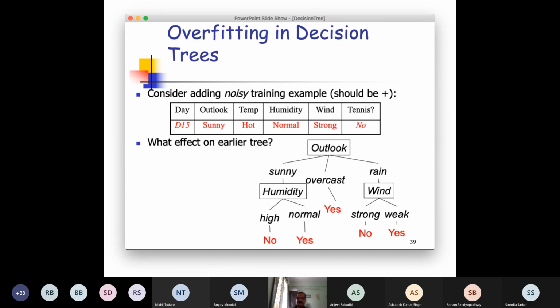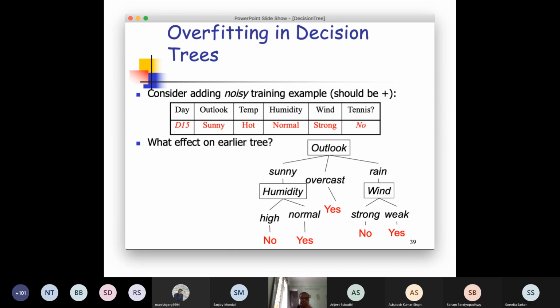Can you tell me? Is it consistent with respect to the tree you developed? No, sir, not consistent. So where is it failing? Sir, according to the decision tree it is giving the answer yes. Yeah.